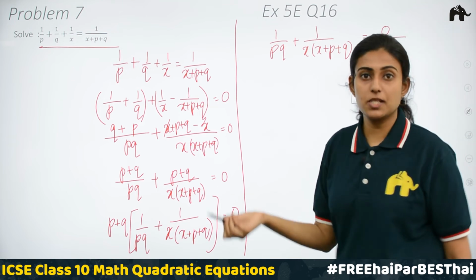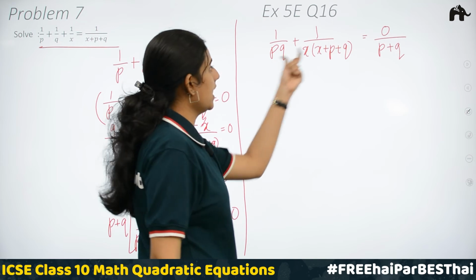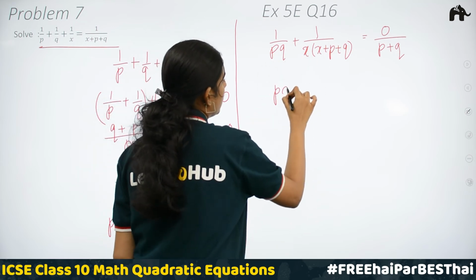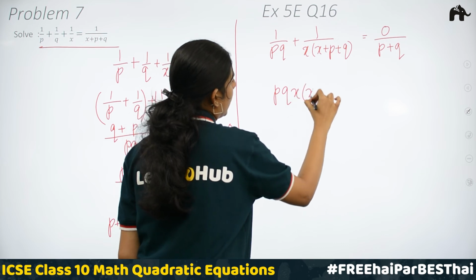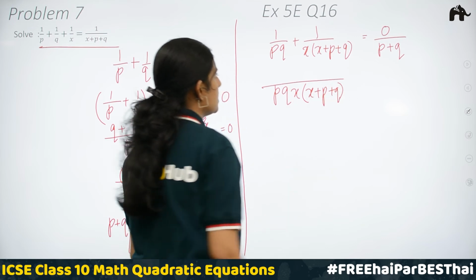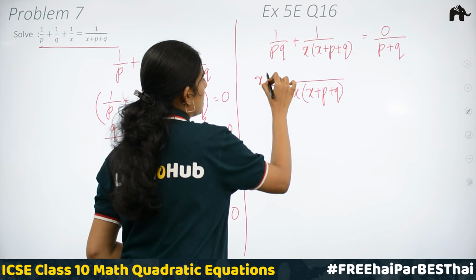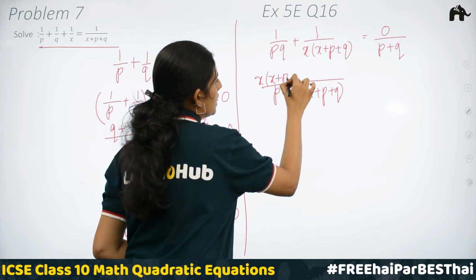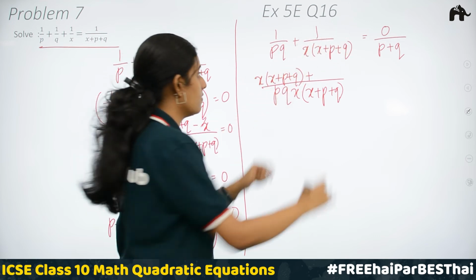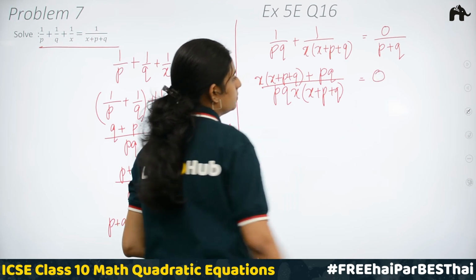0 divided by P plus Q becomes 0. Now check the remaining parts. What is the LCM when you consider these two terms? You will be having PQX into X plus P plus Q. Numerator, this term comes here: X into X plus P plus Q plus PQ comes here. 1 into PQ is equal to 0.